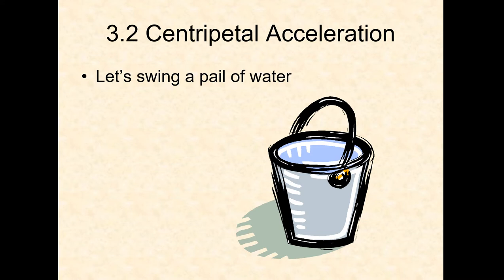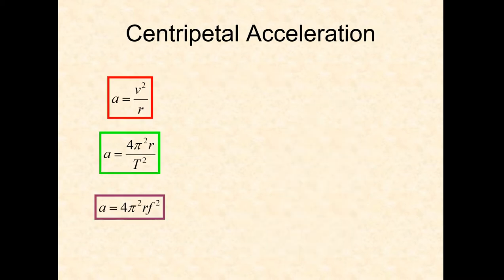Centripetal acceleration: imagine swinging a pail of water. If you've ever grabbed a bucket of water and swung it around over your head, you'll notice that if you do it quick enough, none of the water is going to fall out. The question is why? Simple answer, centripetal acceleration. More technical answer, we'll see in a little bit.